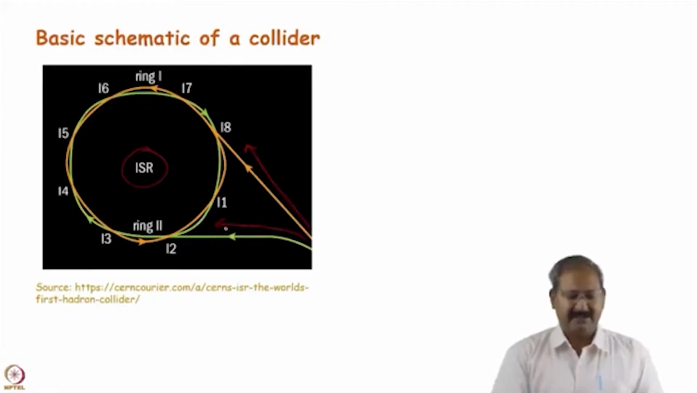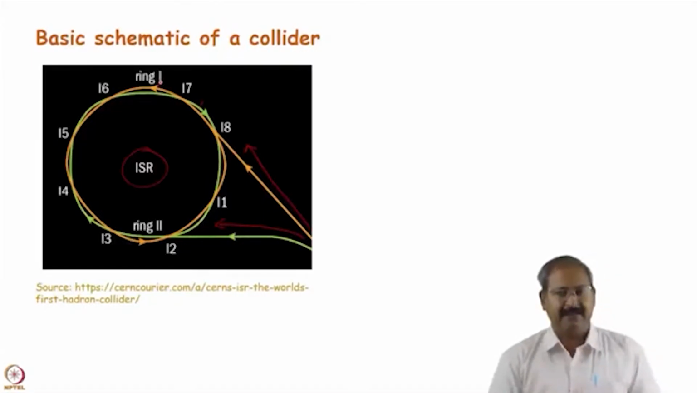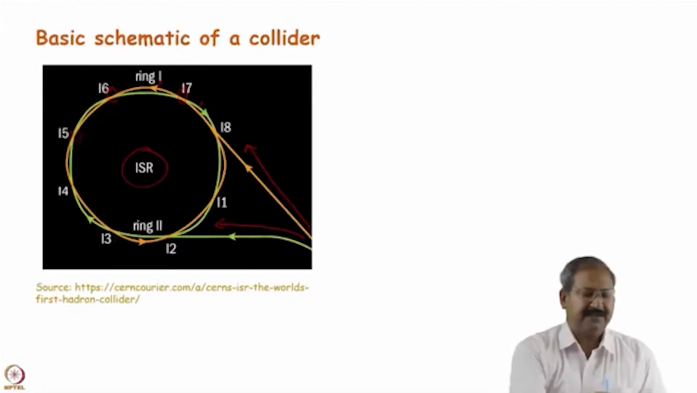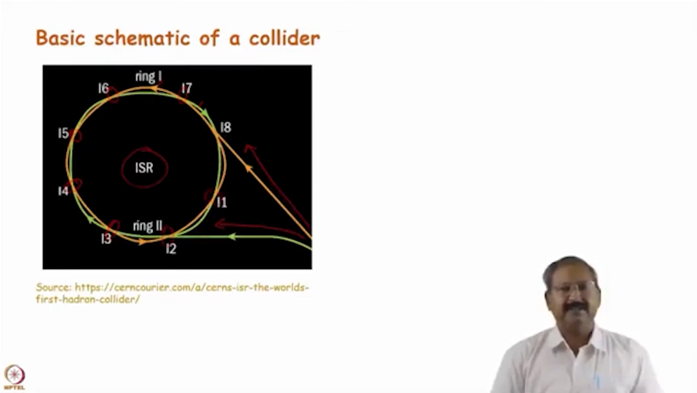So there are two rings, one in green color and one in a positive. Two are independent rings, completely different accelerators. And at these points, the vacuum chambers of the two accelerators cross each other. So at these locations, collision takes place, and at these locations, detectors can be put to detect these collisions.